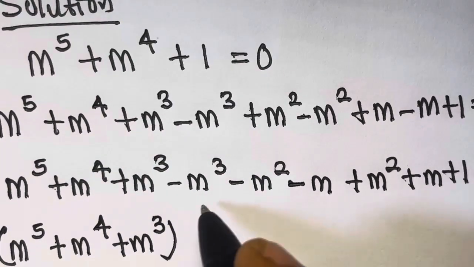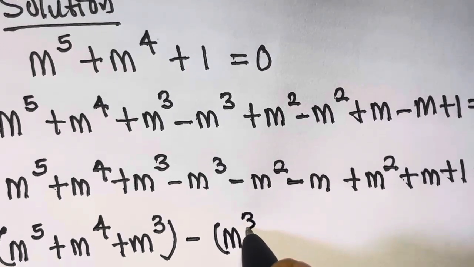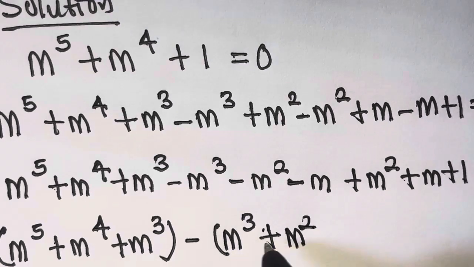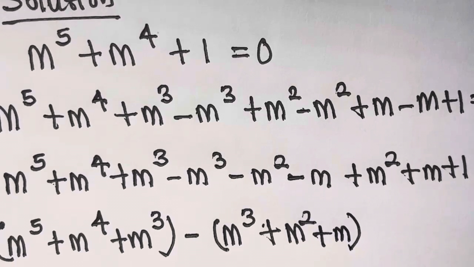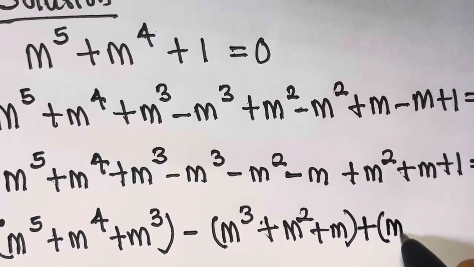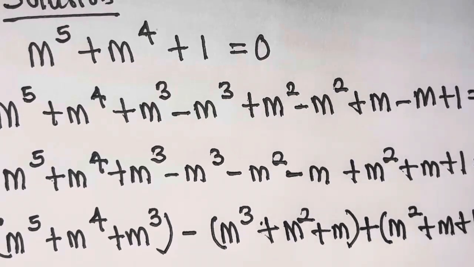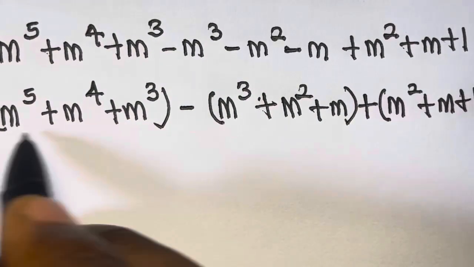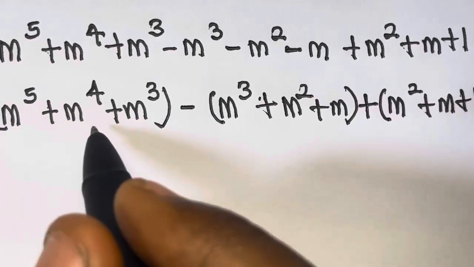So we have this minus, you see minus is common here, we have minus, we have m raised to the power 3, then we have plus m raised to the power 2. If you multiply minus times plus, we have m raised to the power 2 plus m. So then for this we will have m plus m square plus m plus 1 equals 0. So you see that we have a common factor here. M raised to the power 3 is the lowest common, and it can be factorized out.